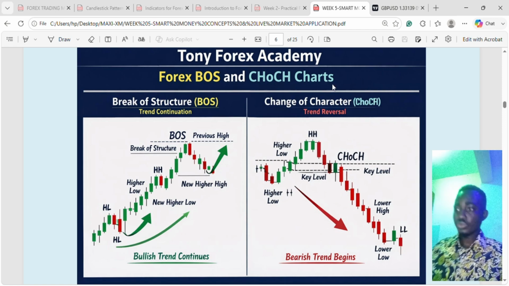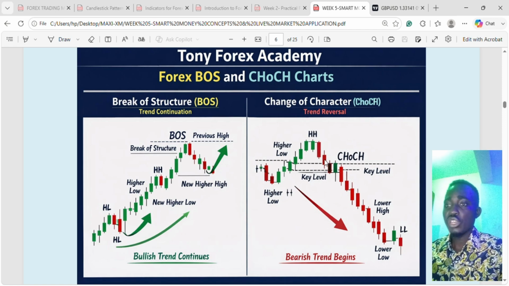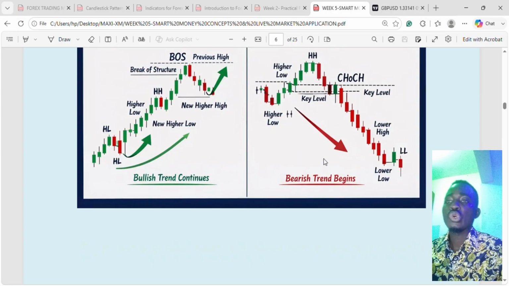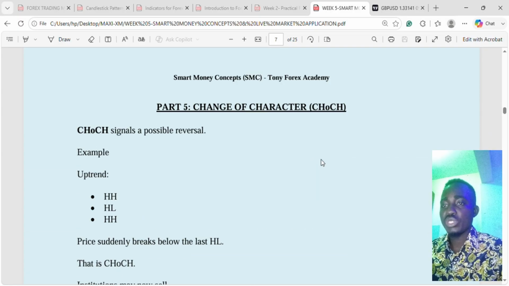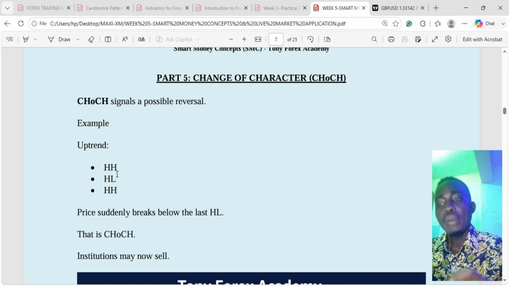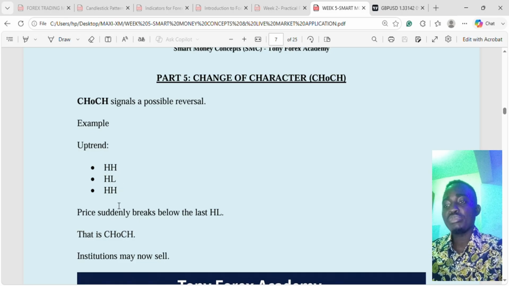And now let's talk about change of character. A change of character normally occurs when the previous swing is broken. Okay, it signals a possible reversal. And how do we see that? So a change of character signals a possible reversal. And how does it occur? You must make sure that you mark these higher highs, higher lows, higher highs.